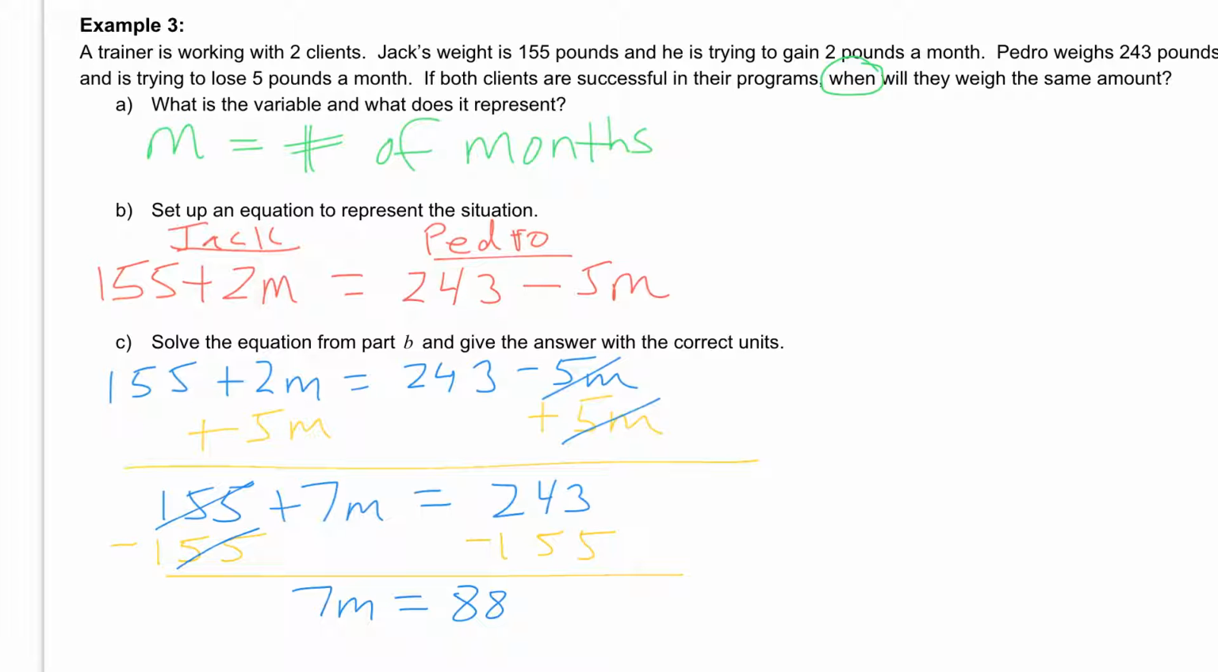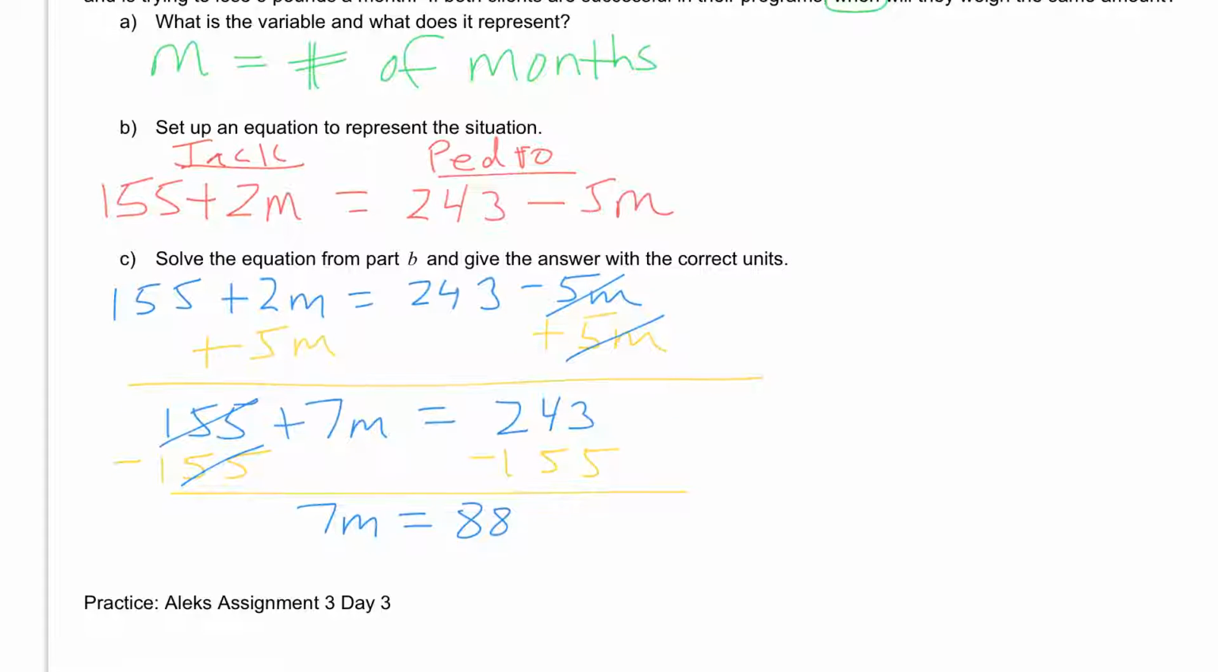And then finally, we need to divide both sides by 7. So let's move this up just a little bit. So I'm going to divide this side by 7 and this side by 7. And that gives me M equal to, now I get a long decimal. I get 12.571, and it goes on and on.